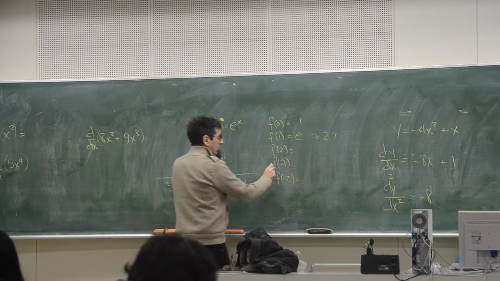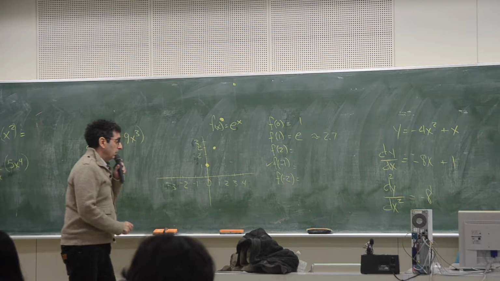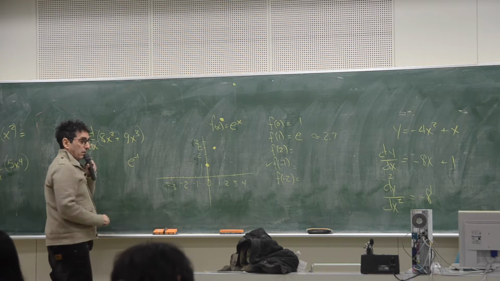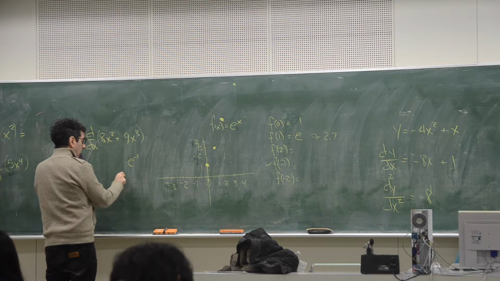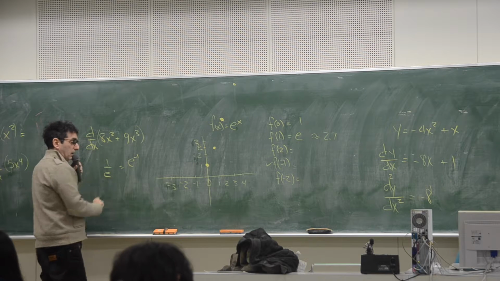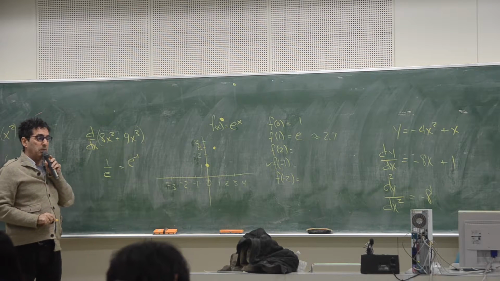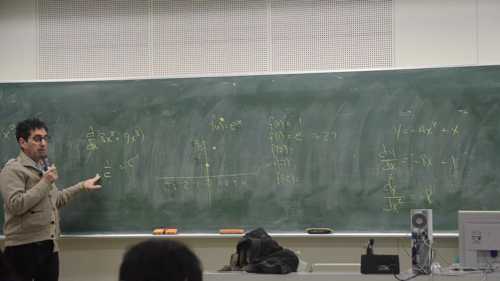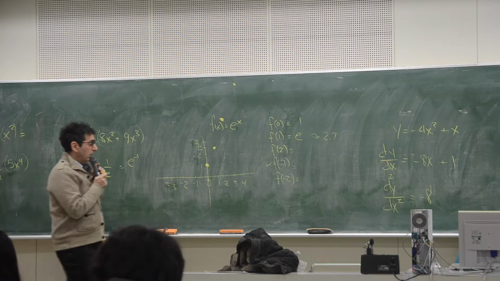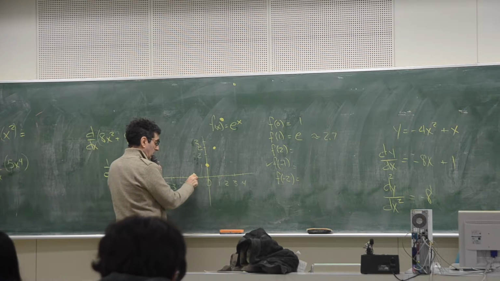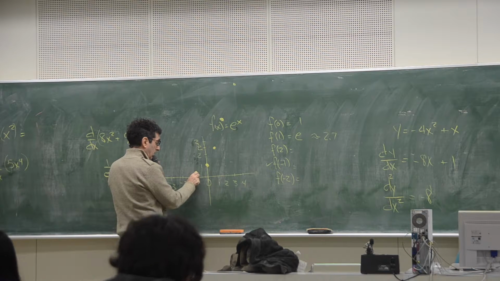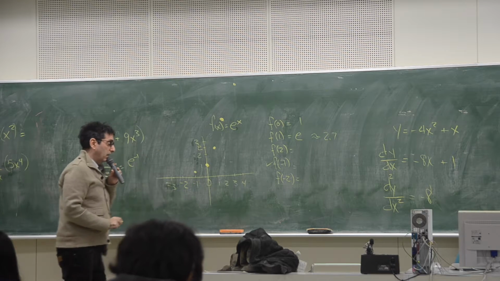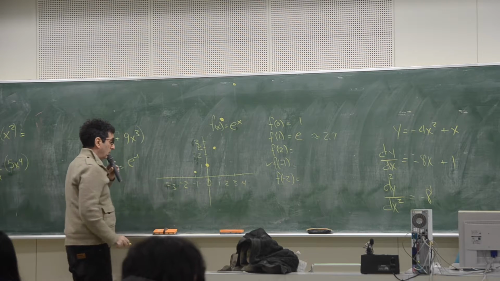So at -1, this one, it's going to be e to the -1, which means what? 1 over e. So that's between 1/2 and 1/3, because e is between 2 and 3. So that's somewhere between 1/2 and 1/3, so about here. Right?